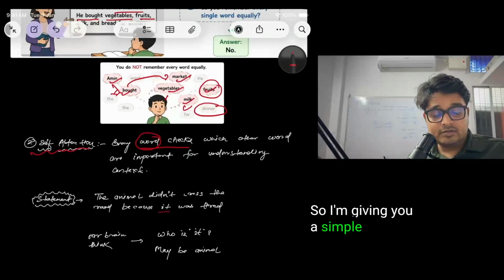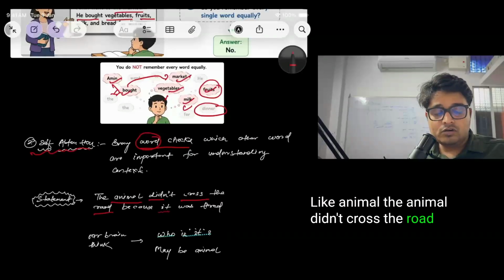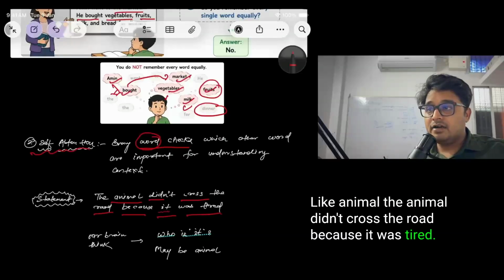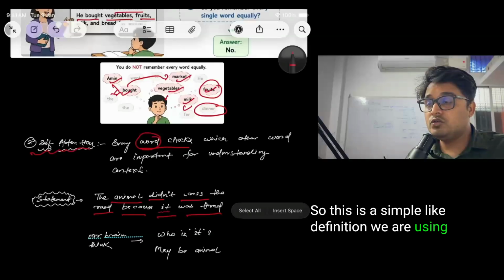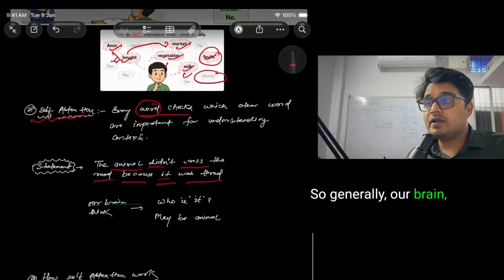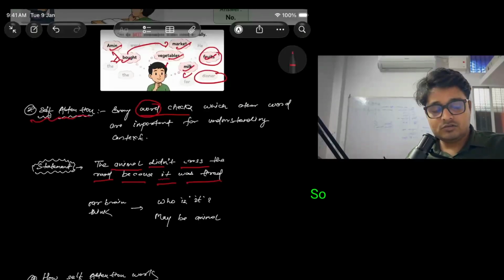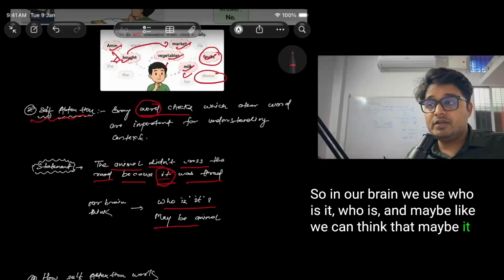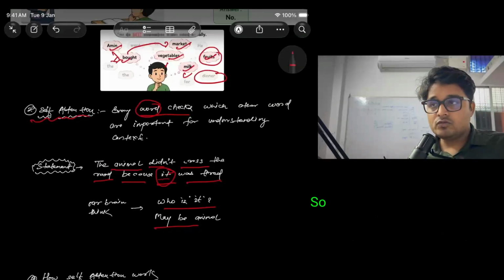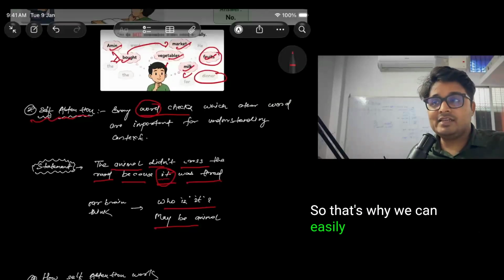So I'm giving a simple example: the animal didn't cross the road because it was tired. Okay, it was tired. This is the simple sentence we are using here. If we compare the attention mechanism with our brain, our brain asks who is "it", and we can think that "it" is a representation of animal. Our brain is a very advanced type of model, so we can easily find the relation.